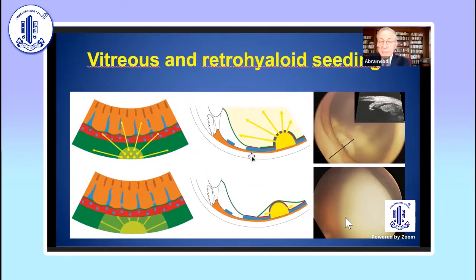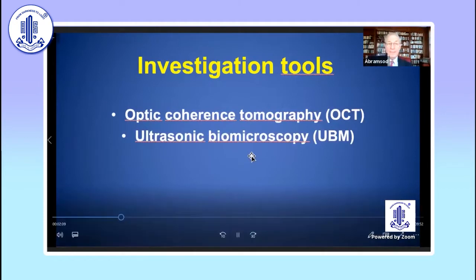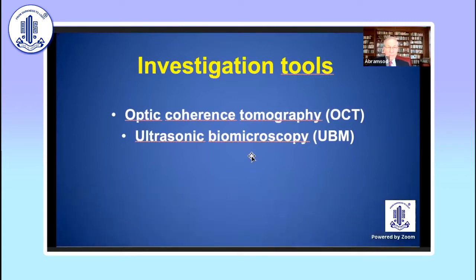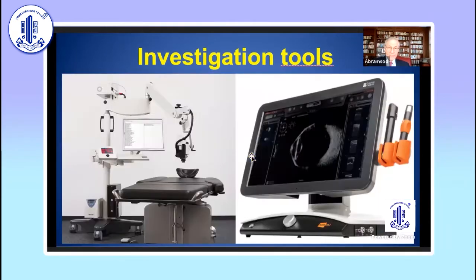Now, there are several investigation tools I like to use for seeding. The first is optical coherence tomography, and the second is ultrasound biomicroscopy. I will just review the main reasons I use them. In the operating theater, I use the Spectralis Flex, and for the UBM, I use the Aviso, preferably with a 50 megahertz probe.